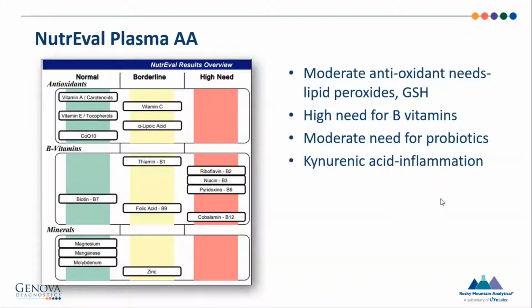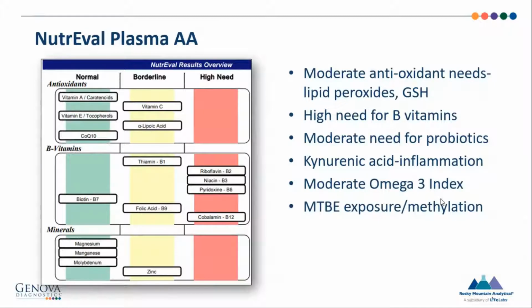The kynurenic acid may speak to inflammation, may speak to oxidative stress. Even though it's protective, it is kind of like an alarm clock. It may also speak to a need for more B6 to help break kynurenic acid down. The moderate omega-3 index also speaks to the possibility of inflammatory changes and the need for anti-inflammatories.